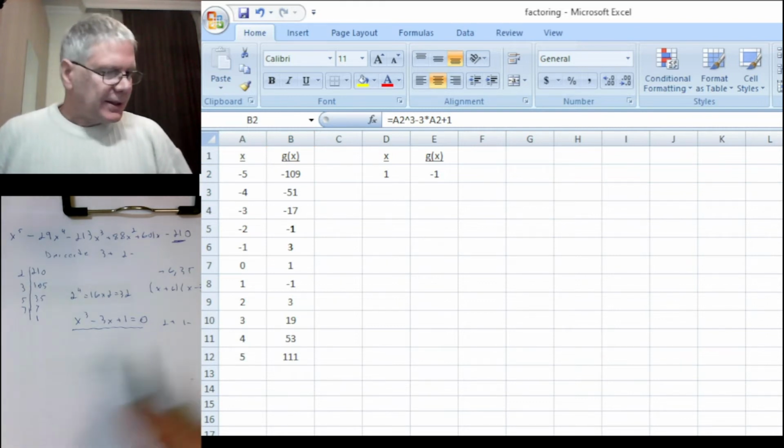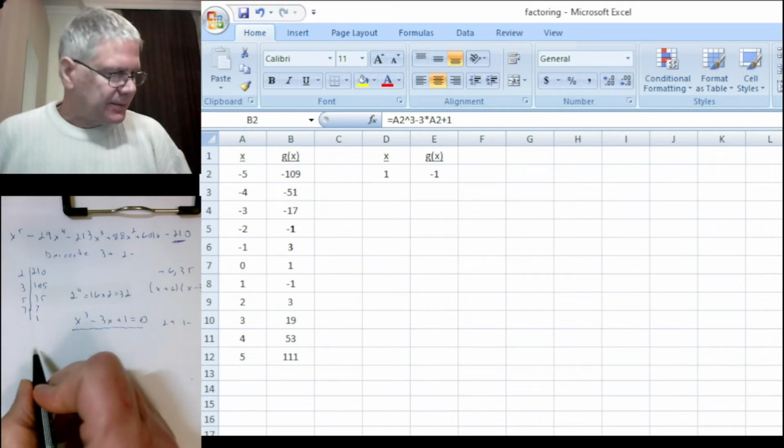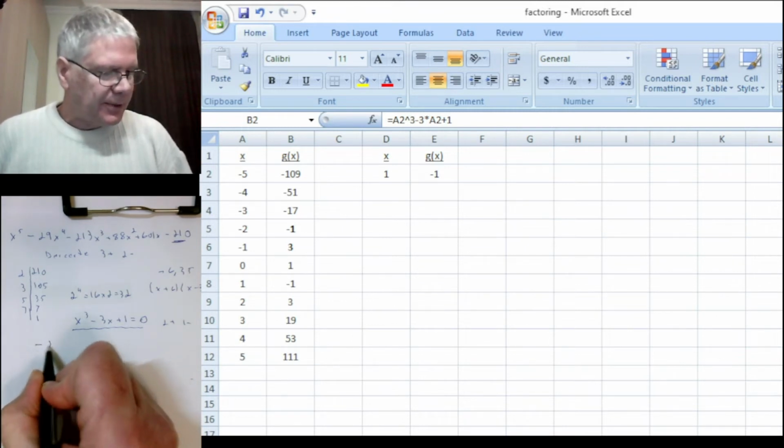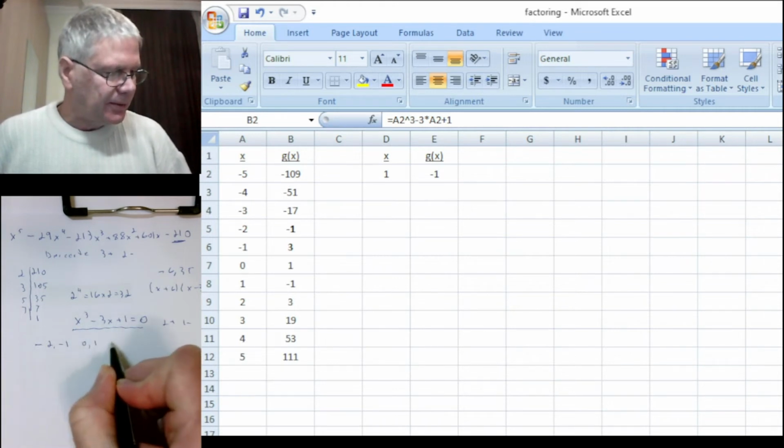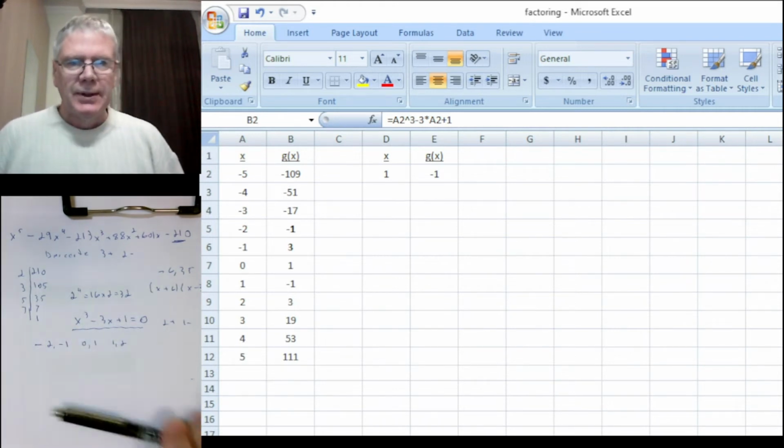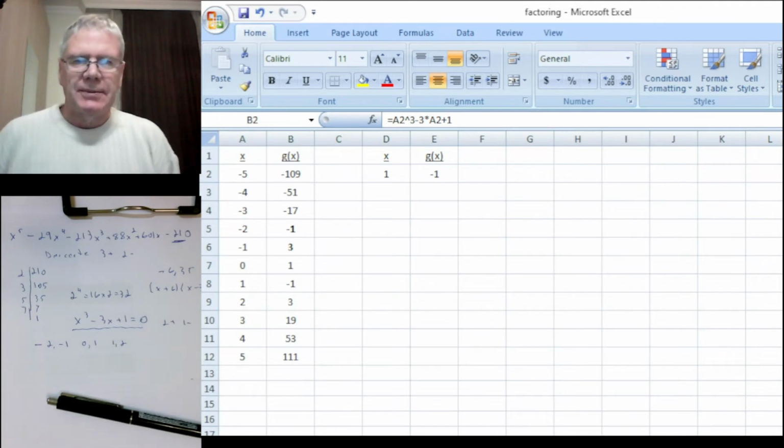So I can see that I have three places here where it changes sign. Between -2 and -1, between 0 and 1, and between 1 and 2. And I can see that just from calculating this on the spreadsheet. You could do this on a graph. You can go to, I'll look at this on Desmos later. I would show you these ranges.